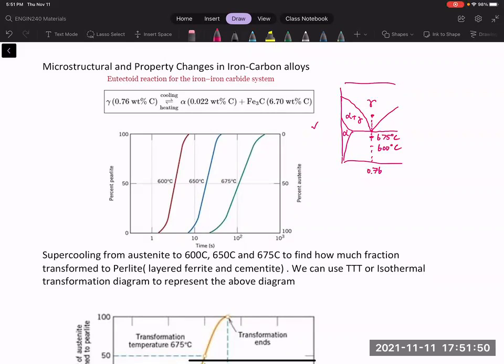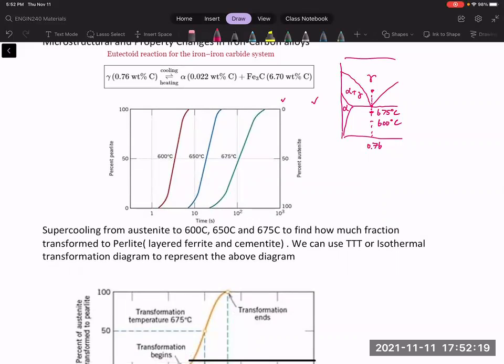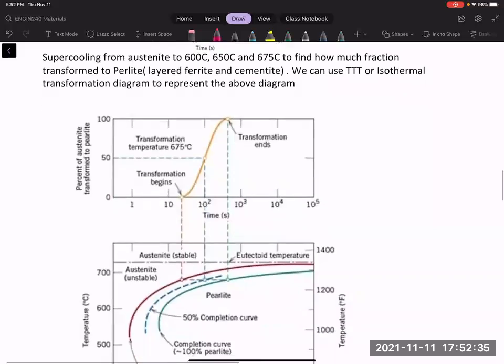So this is what the graph tells us. It depends on the temperature. The higher the temperature at which you want to form the solid solution, the more time it will take. The lower the temperature, the faster it actually transforms. Okay, so that is the diagram. Now, this diagram is hard to visualize because the temperature is changing, time is changing, and percentage is changing, so it might be easier if we change this diagram to another form.